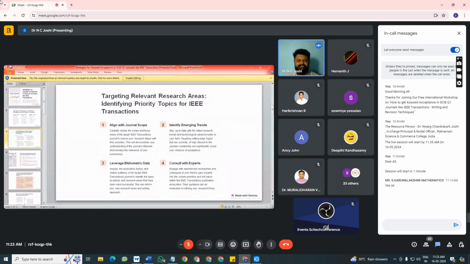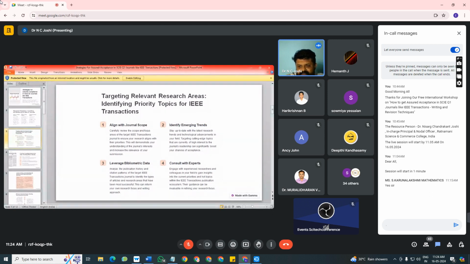Next is leverage bibliometric data. Analyze the publication history and citation patterns of the target IEEE transaction journal to identify the types of articles and research areas that have been most successful. This can inform your own research focus and writing approach. It means identifying which type of article and which type of research work have been the most successful. Then it will be very easy to publish successfully in SCIE Q1 journals.